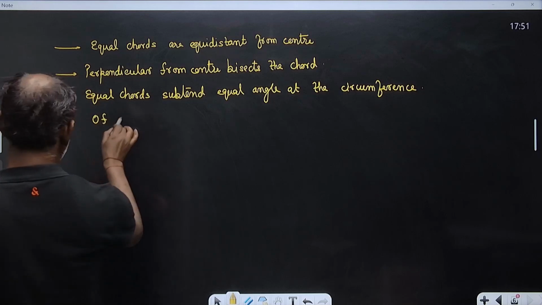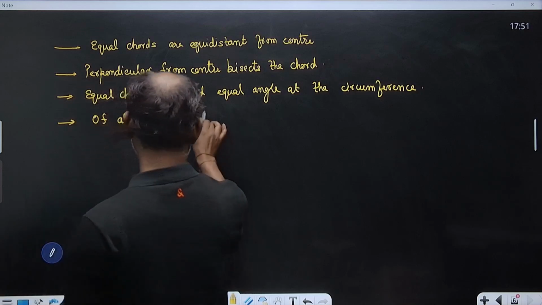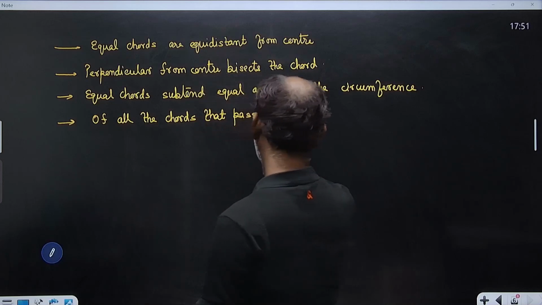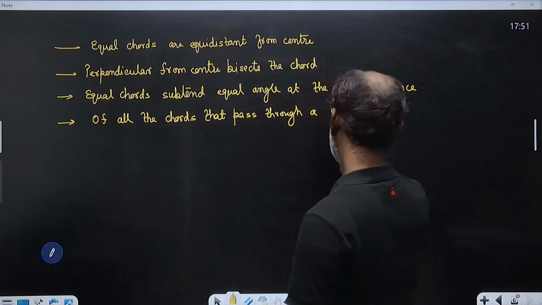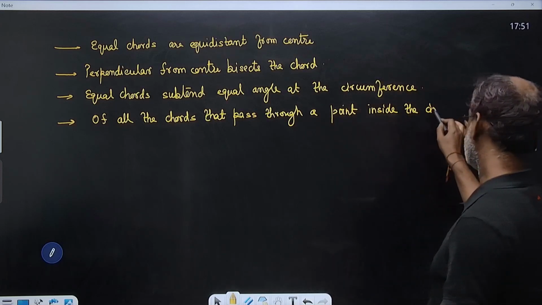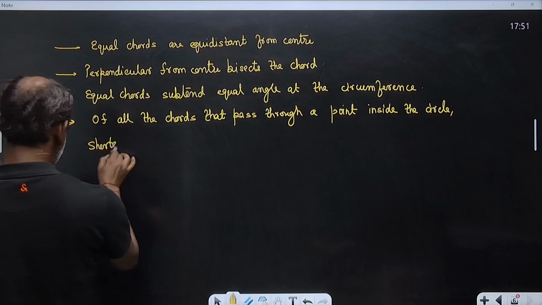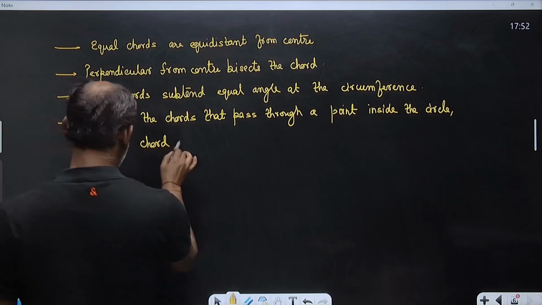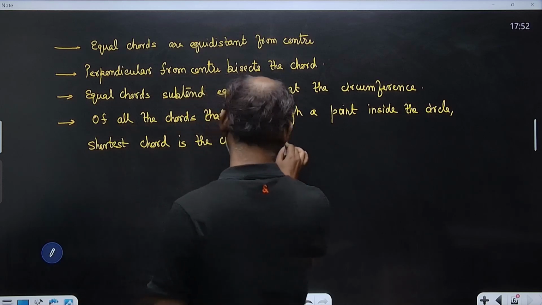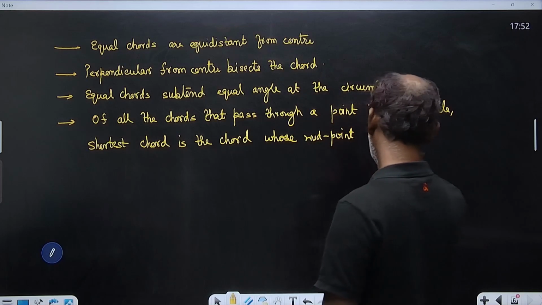Of all the chords that pass through a point inside the circle, the shortest chord is the chord whose midpoint is the given point.